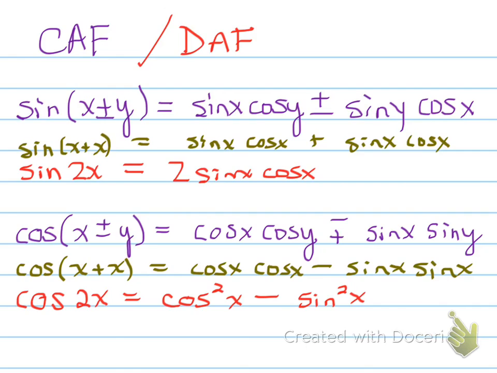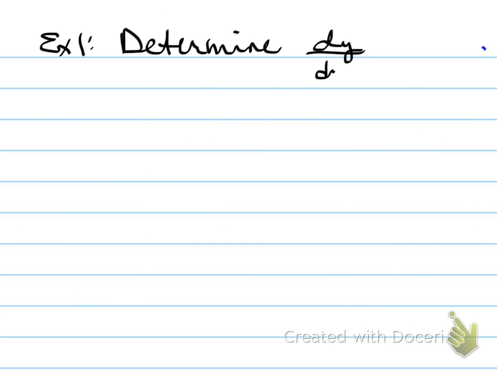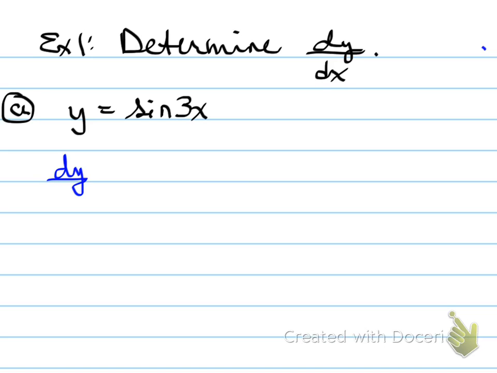All right, next. Example number 1. Determine dy by dx. y equals sine 3x. We need to find the derivative. Sorry, folks. dy by dx is equal to, this one's easy, 3 cos 3x.